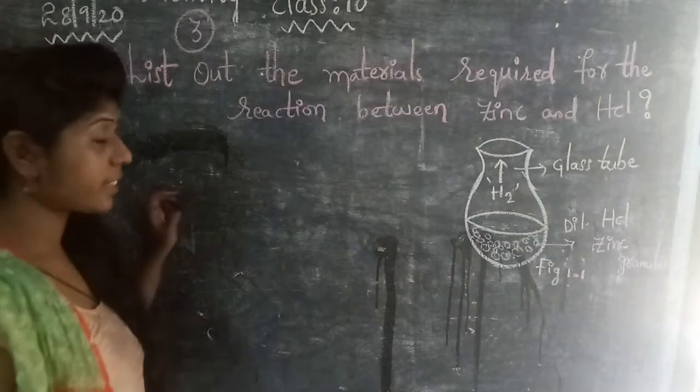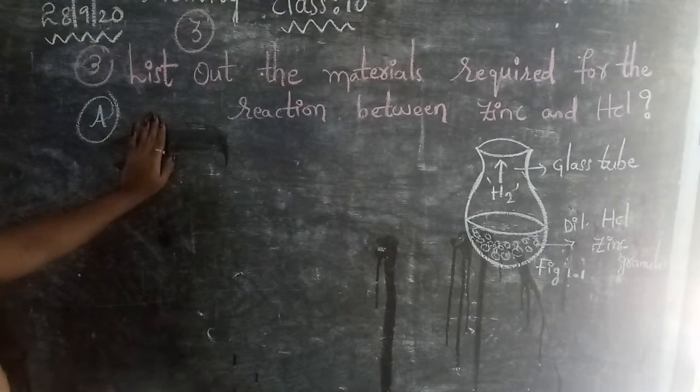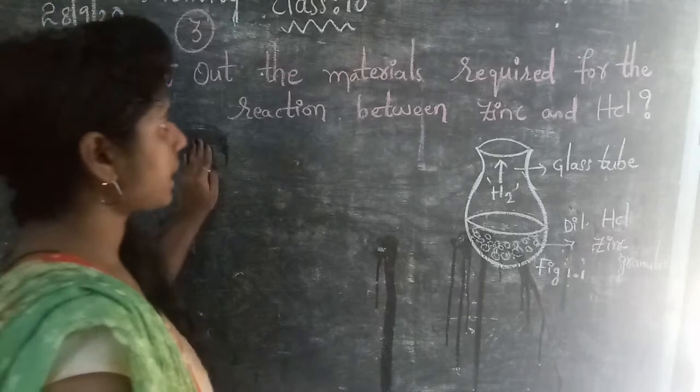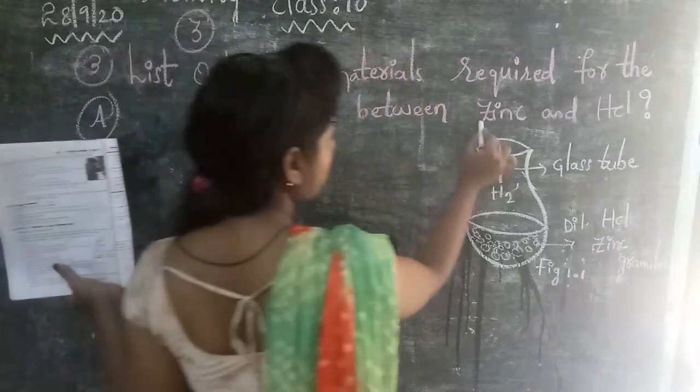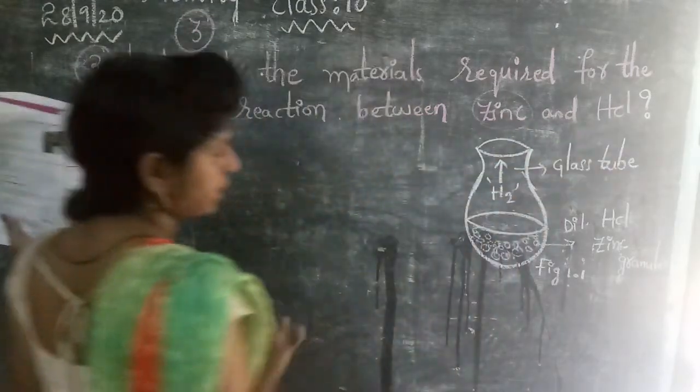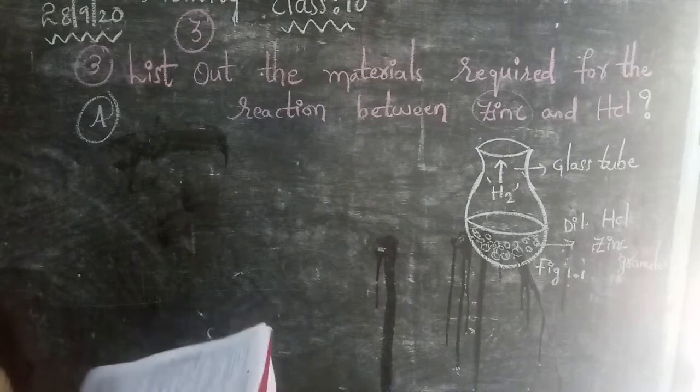Good morning children. Next activity is the third one. List out the materials required for the reaction between zinc and hydrochloric acid. So what happens if zinc is reacted with HCl, that is hydrochloric acid? Let us see.